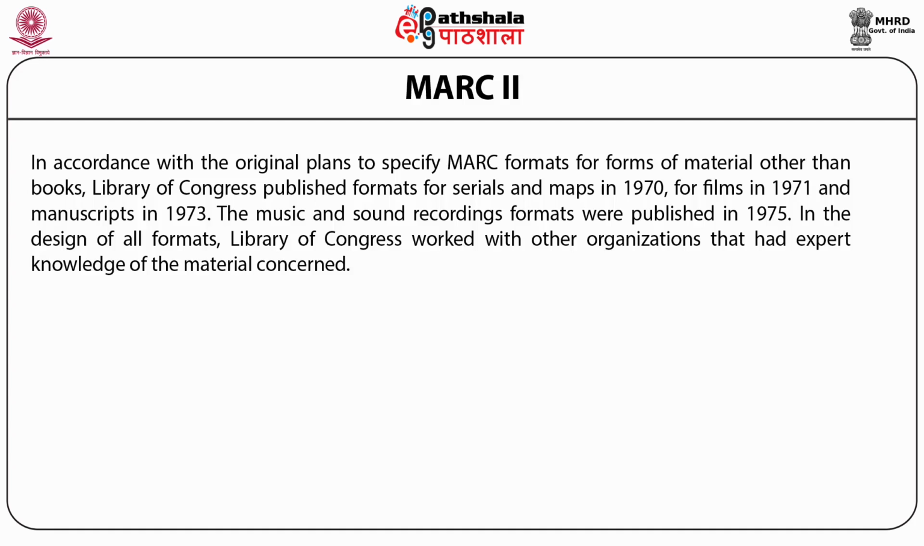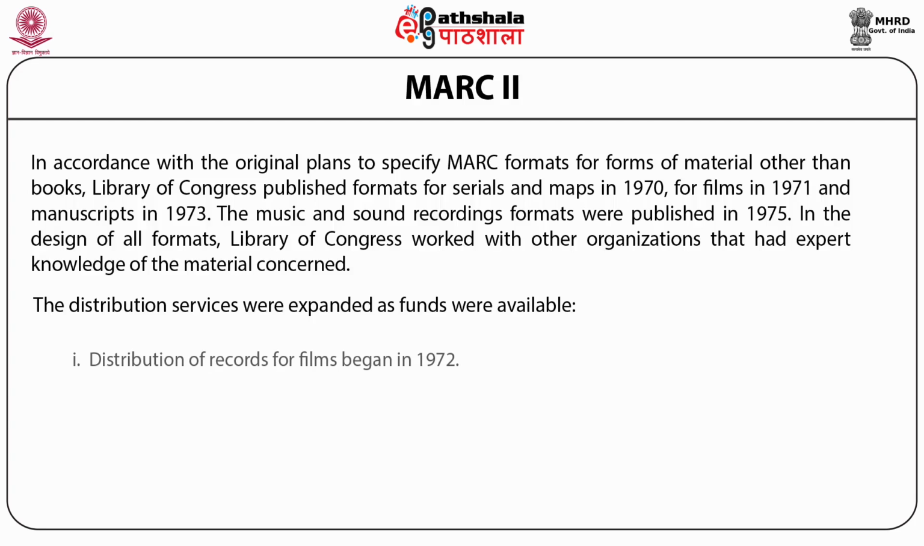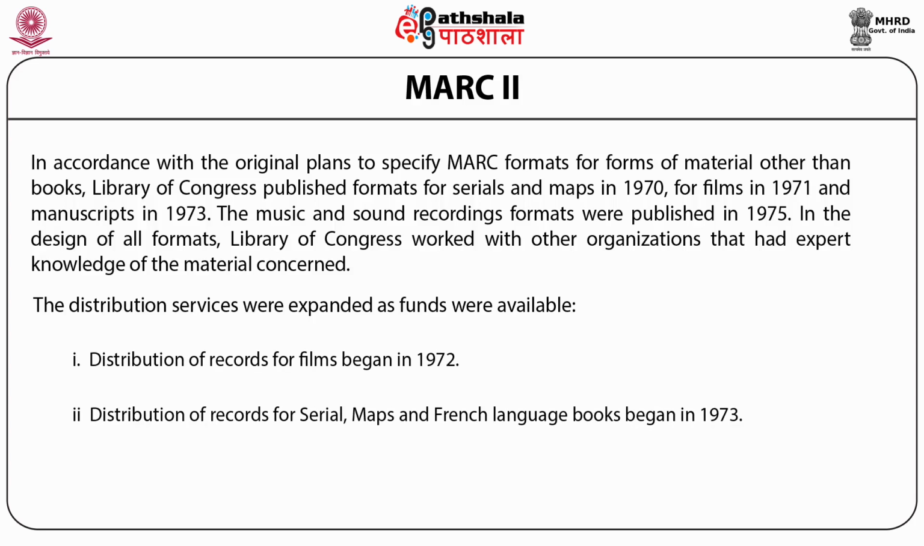In the design of all formats, the Library of Congress worked with other organizations that had expert knowledge of the material concerned. The distribution services were expanded as funds were available. First, distribution of records for films began in 1972. Second, distribution of records for serials, maps, and French language books began in 1973. Third, up to 1974, about 5 lakh records were supplied.